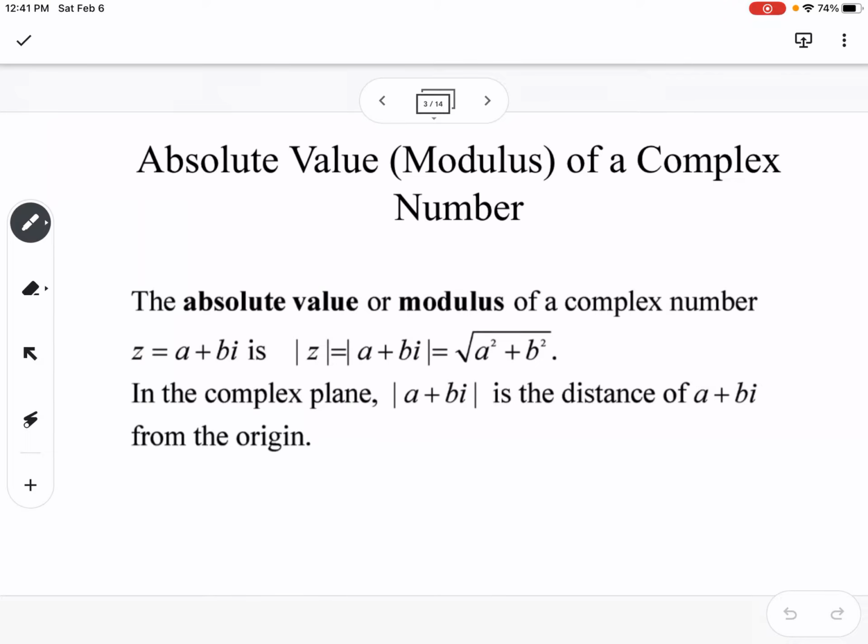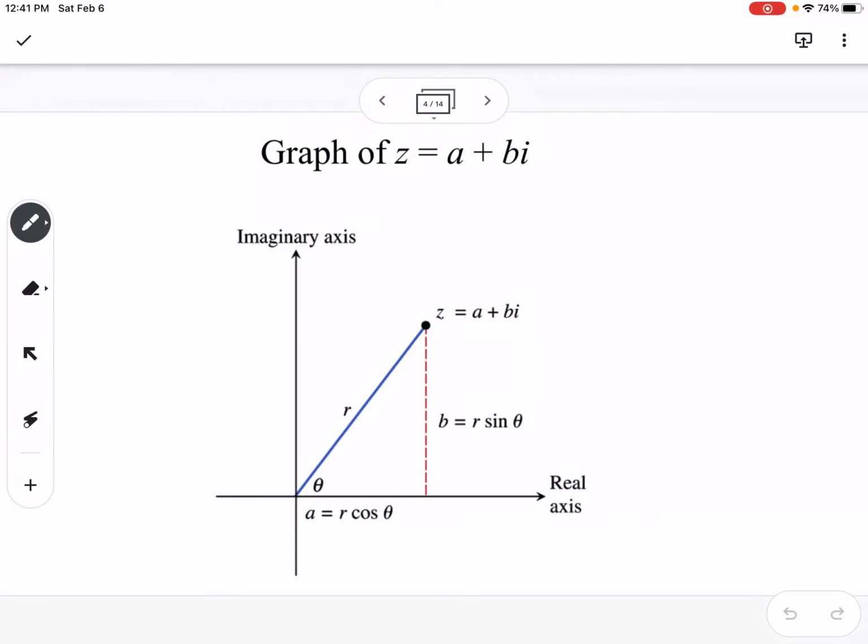So the absolute value, or the modulus of a complex number, is basically finding the distance, and we're going to look at a picture that shows that. You're taking the square root of a squared plus b squared. That's the absolute value. You can see why if we make it into a triangle: our x distance is r times the cosine of theta, our y distance is r times sine of theta, and our length here would be r.